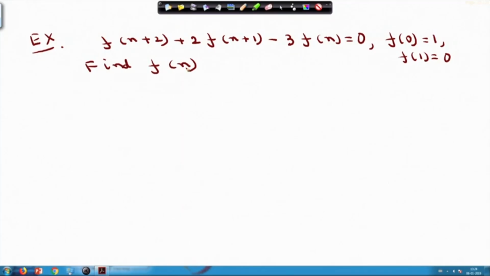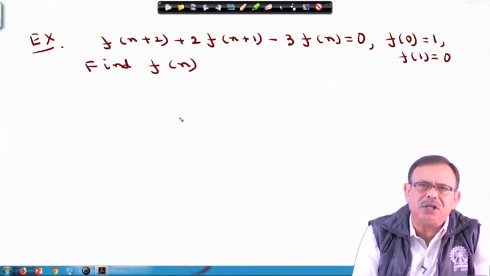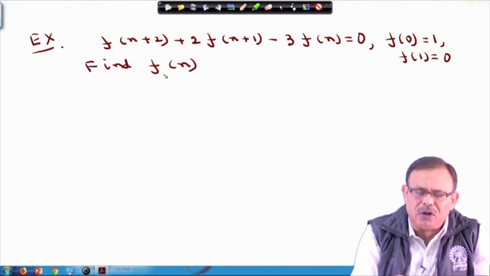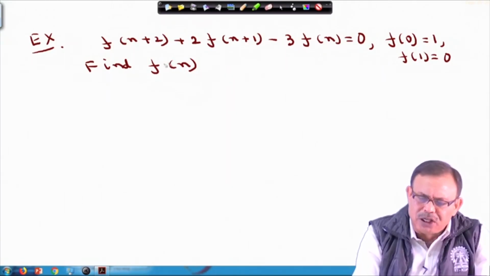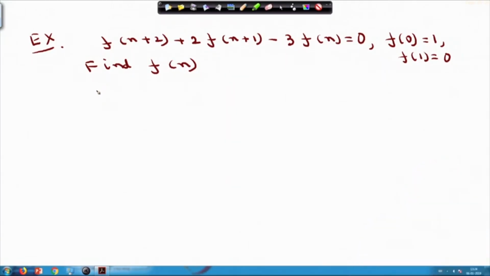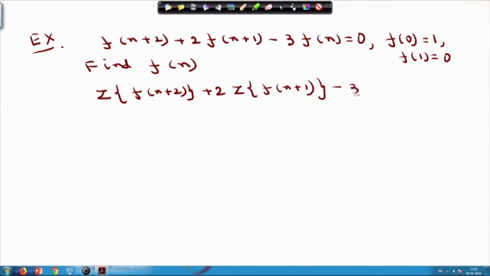Just like solving a differential equation, which we have done using Laplace or Fourier transform, here also if a discrete function's equation is given, we find the value of f n from it. Now, you take the Z transform on both sides of the given equation, so that you can write down Z transform of f of n plus 2 plus twice Z transform of f of n plus 1 minus 3 into Z transform of f n, this is equal to 0.